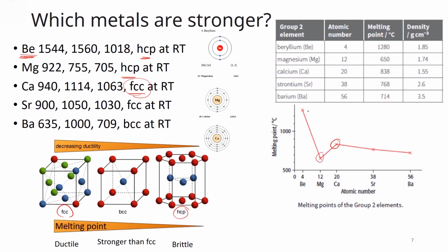And if we further try to interpret the reason behind the higher melting point of beryllium, this is because of the small metallic radius of beryllium. Because it's very small, the packing is just close together, and this will give it a higher melting point.